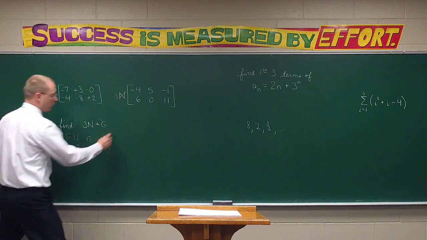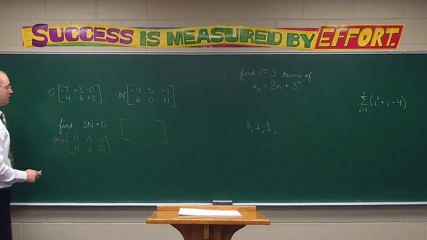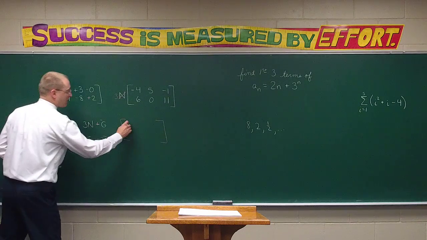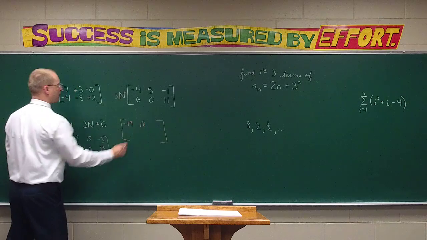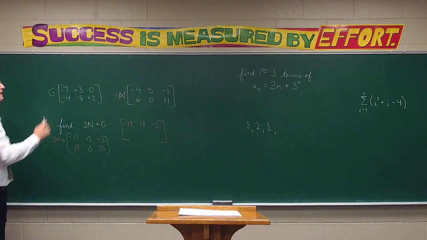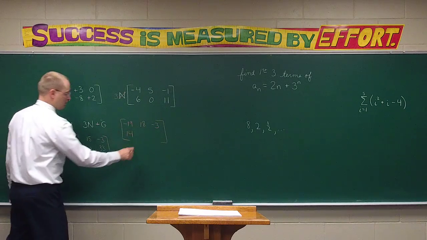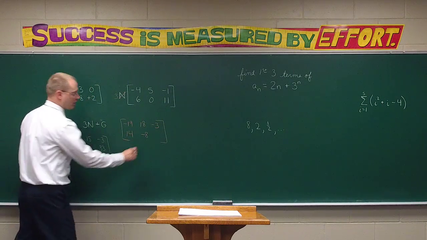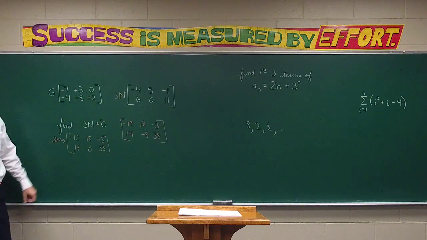And what do we get for that result here, Genesis? Negative 19. 18. Negative 3. I guess there's really not such a thing as negative 0, is there? 14. Negative 8. 35. There we go. Any questions on basic matrix operations? We're not going to get into the more involved stuff.